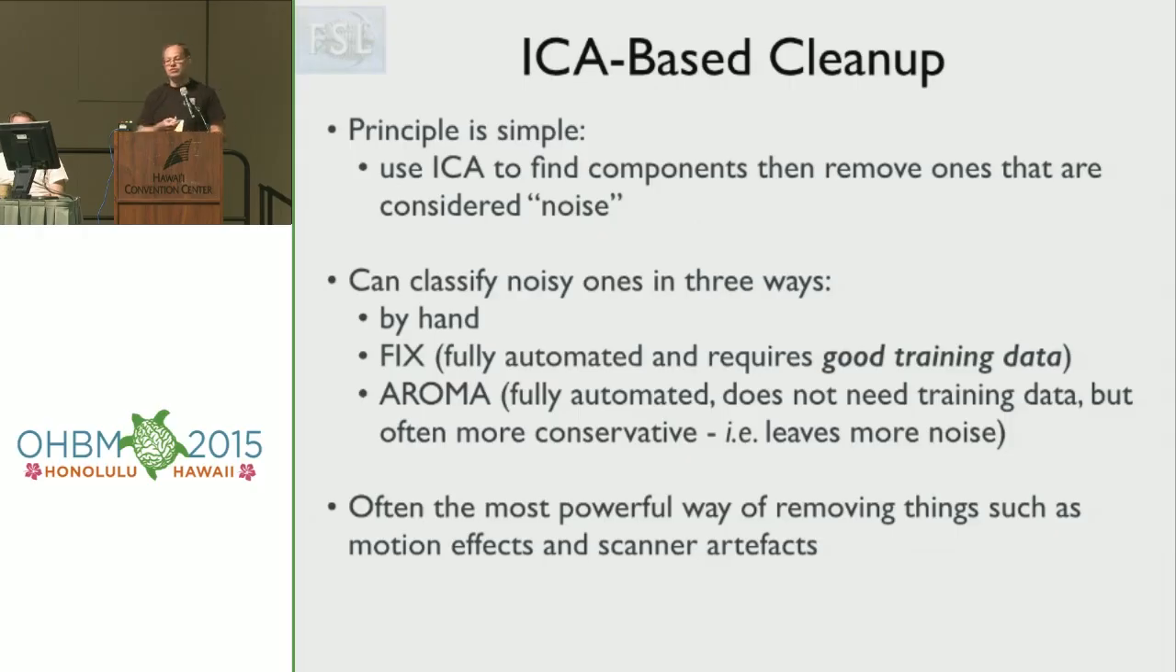Or there are the two which Rasmus introduced at the end of his talk. One is the technique called FIX, which is an automatic classification method which requires very good training data. We've trained it very carefully on certain types of sequences like the HCP data, and that can be run straight out of the box. You don't have to train it. But if you're working on different kinds of data, you probably do have to sit and do a careful hand classification in order to train this method. Or there's Aroma, which doesn't require any training data, but is a little bit more conservative, so it's more likely to leave some of the noise and artifacts in the data.